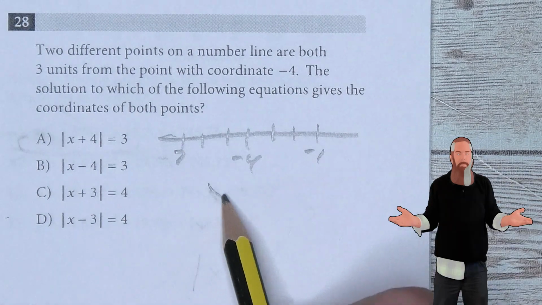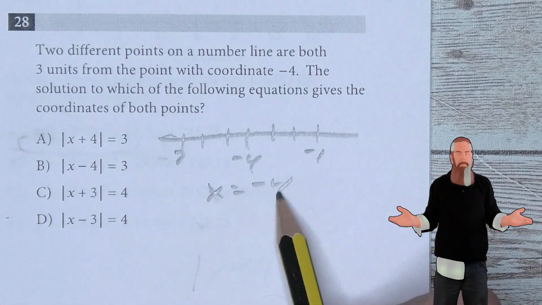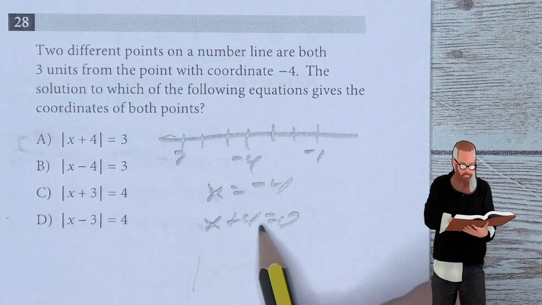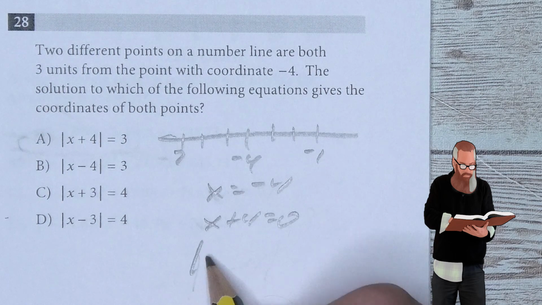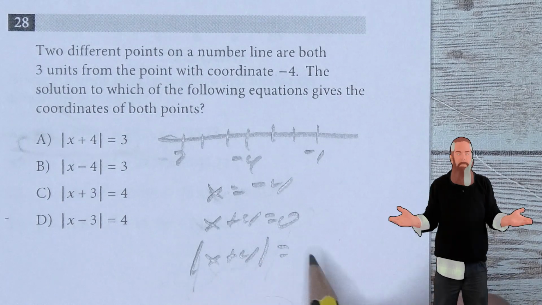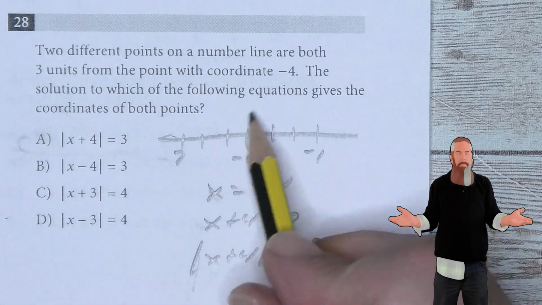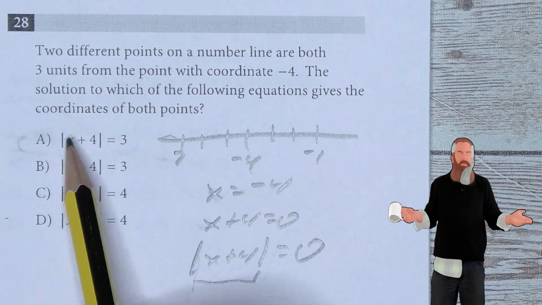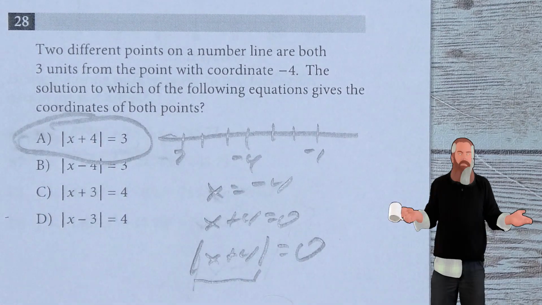So I can look at starting with x is equal to -4. If I say x plus 4 is equal to 0, that's going to help me out. It means that I'm looking for the absolute value of x plus 4 is equal to 0. Now this is all talking about the center, but this x plus 4 is an important part to me. A is the only one that has it, so A is the answer.